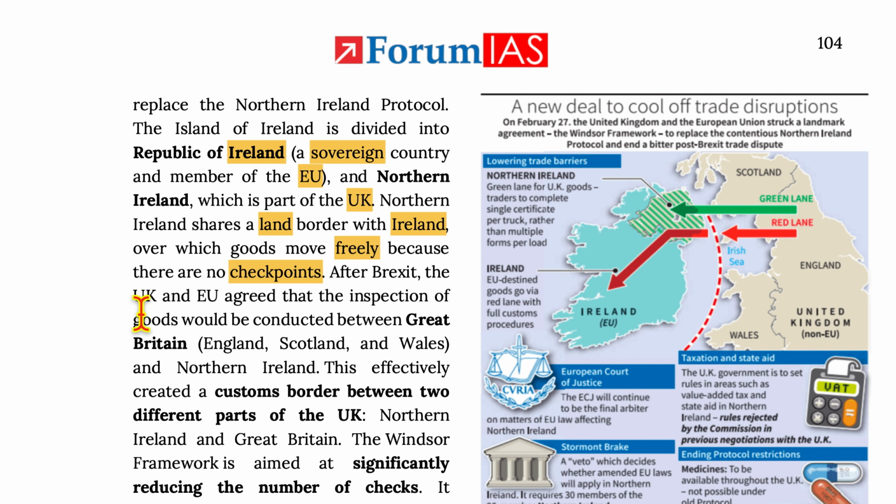After Brexit, the UK and the EU agreed that inspection of goods would be conducted between Great Britain, that is England, Scotland and Wales, and Northern Ireland. This effectively creates a customs border between the two different parts of the UK, Northern Ireland and Great Britain.